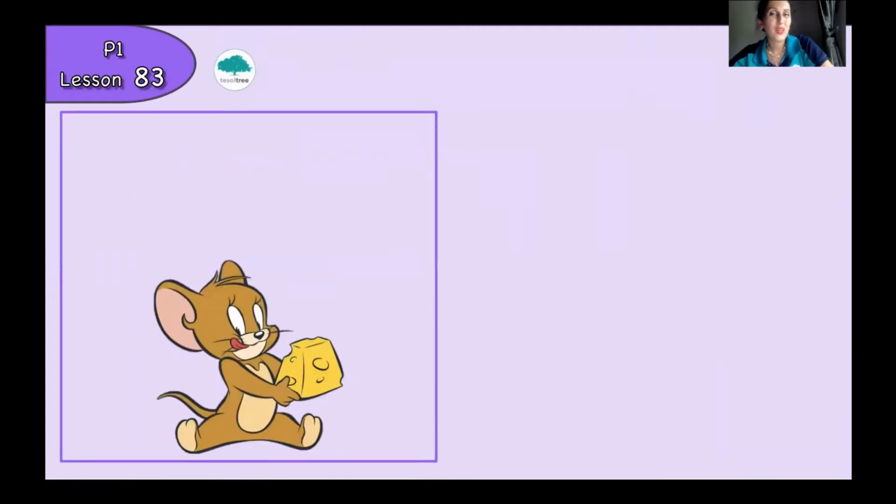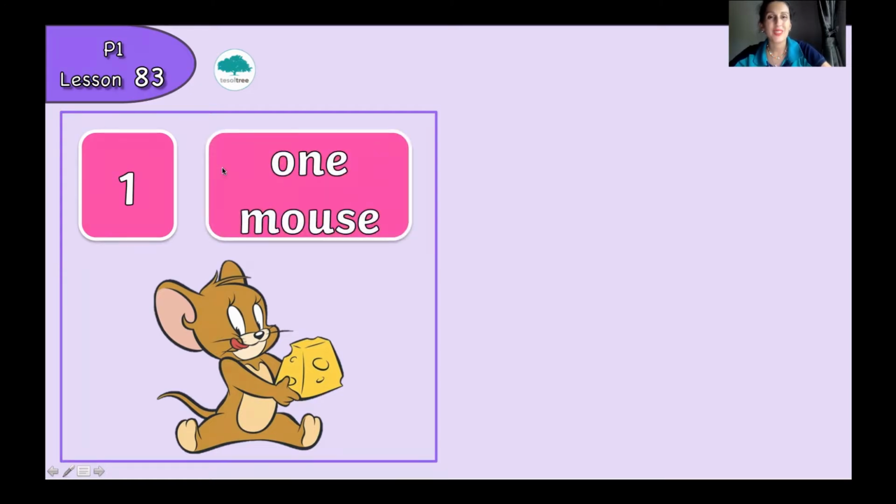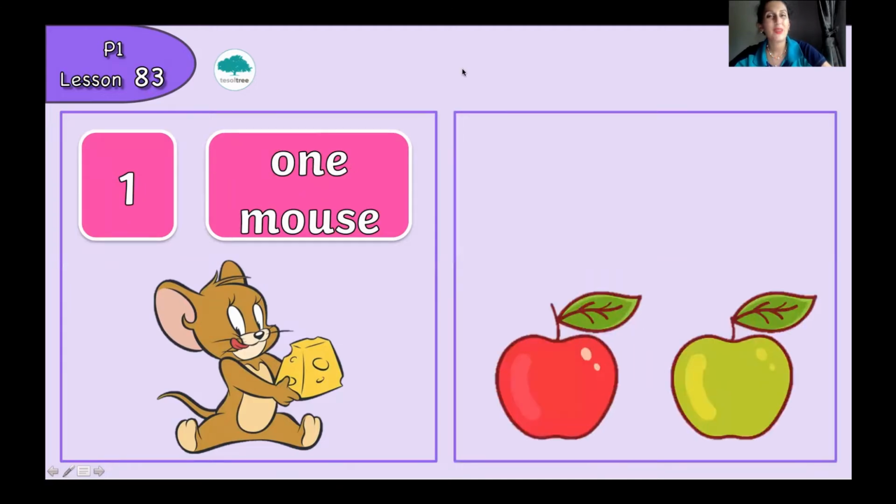I will show you the picture. So what is it? Can you guess? This is a mouse, right? And how many mouses can you see? Only one. Yes, good job. So let's have a look at this symbol. This is number 1. And do you remember how to write the number? 1, mouse. Let's spell it together. O-N-E.